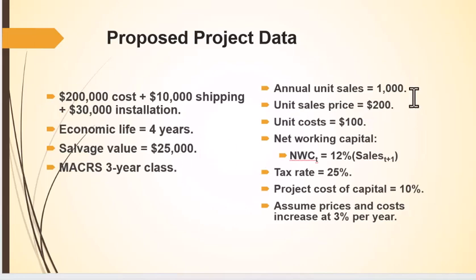We need to have an estimate of sales, the price, unit costs. What is our net working capital? How are we going to determine that? It could be just a very simple calculation of estimated sales, or a portion of estimated sales. We need to understand the tax rate. We need to know what the weighted average cost of capital of the project is.